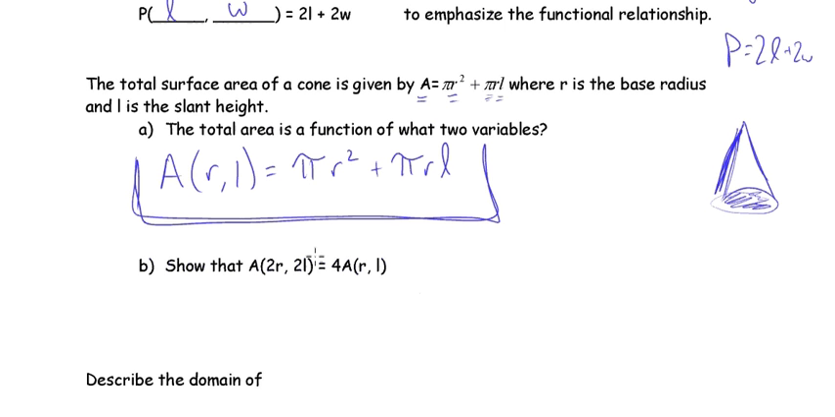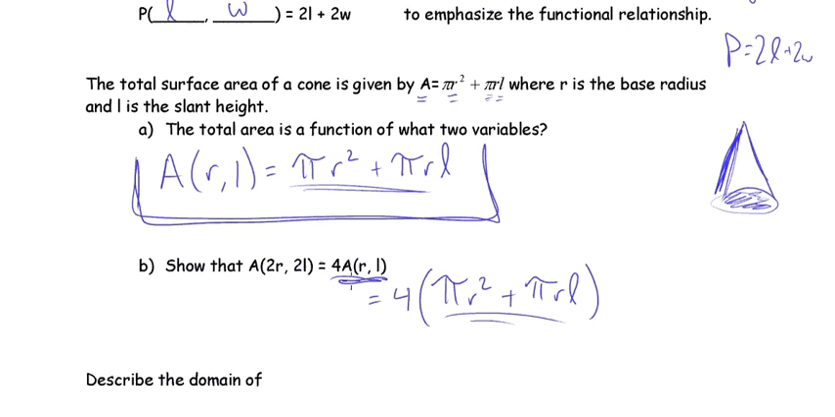So first off, I'm going to do this part right here first, 4 times the area, because I think it's a little more straightforward. We've got 4 times, well, what was the function of area? It was pi r squared plus pi r L. All we've done is taken that same function as before and multiplied it by 4. That's what's going on here on the right-hand side.